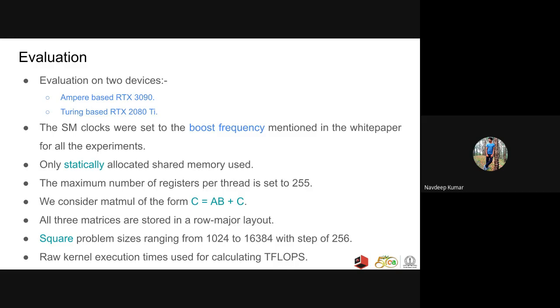The form of matrix multiplication that we consider is C equals A times B plus C. All of the matrices were in row major layout, and we consider square problem sizes ranging from 1024 to 16384 in steps of 256. To do all the teraflops calculation, we have just recorded the raw kernel execution time right now.